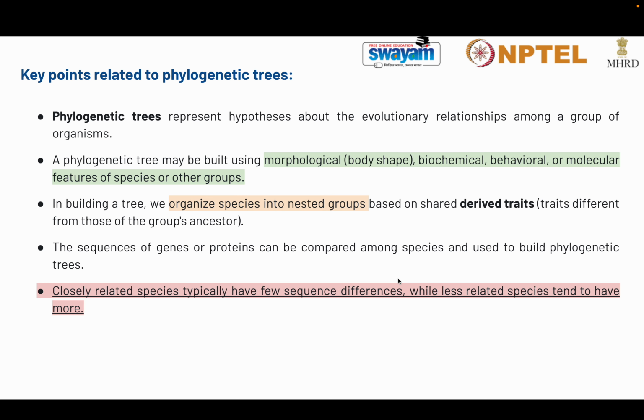Now let's see what phylogenetic trees are and what points you should keep in mind when you go to see them. First of all, phylogenetic trees represent hypotheses about the evolutionary relationships among a group of organisms. Just focus on this word, hypothesis. What do we mean by this? It means that as new data comes in and you perform more analysis and more interpretations, these phylogenetic trees are subject to change. They can change. They are not fixed. They are not facts. So keep this in mind.